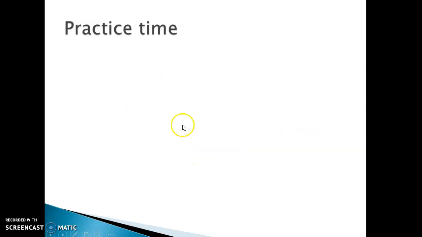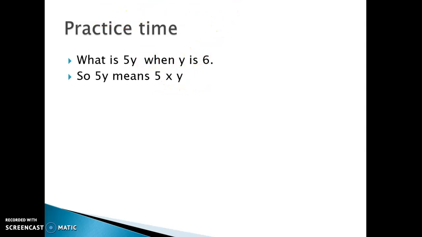Alright, let's do a bit of practice this time. What is 5y when y is 6? Okay, so what does 5y mean? 5y means 5 times y. There are 5 y's, 5 times of y's. So 5 times y, which is the same as 5 times 6 equals 30.